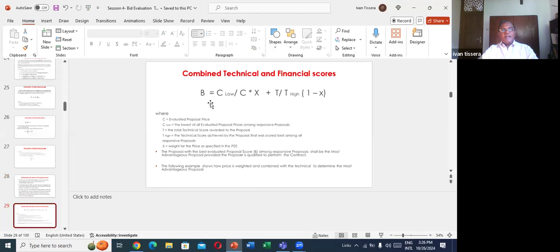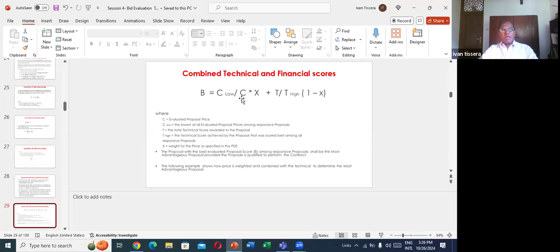This is the B here, the combined technical and financial score. That's what we do. We take C low, the lowest cost. Say in our example, 90,000 is the lowest. Can you remember? 100,000, 95, and 90. So we have to put the lowest one above the dash and put the relevant cost below.